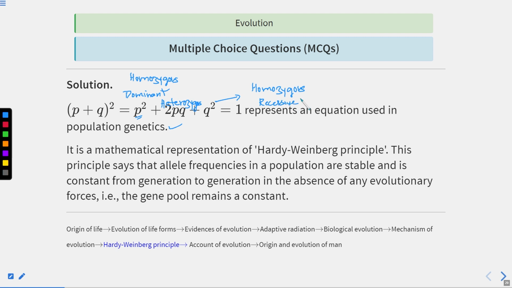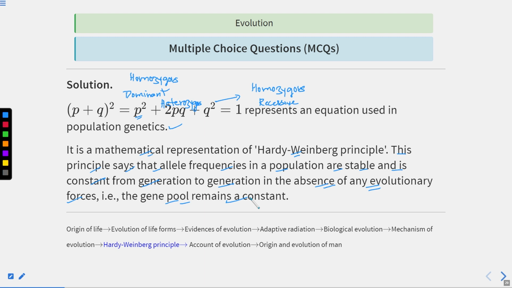Okay, this is clear. Now, it is a mathematical representation of Hardy-Weinberg principle. This principle says that the allele frequencies in a population are stable and constant from generation to generation in the absence of any evolutionary forces. That is, the gene pool remains constant.